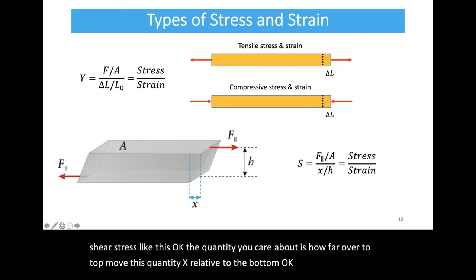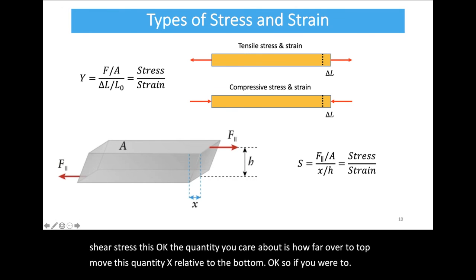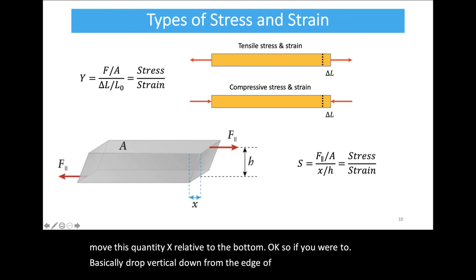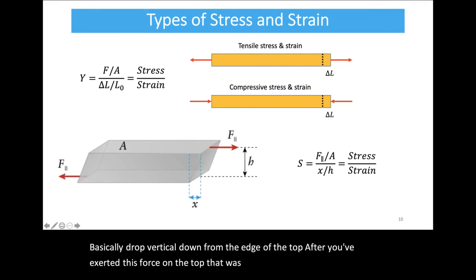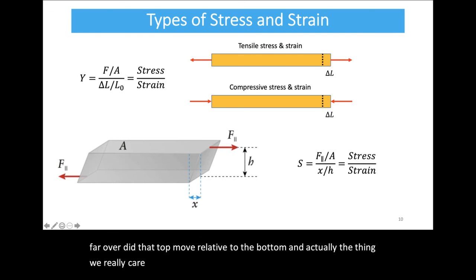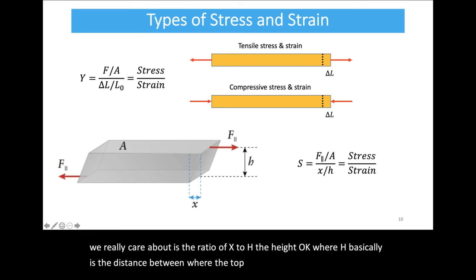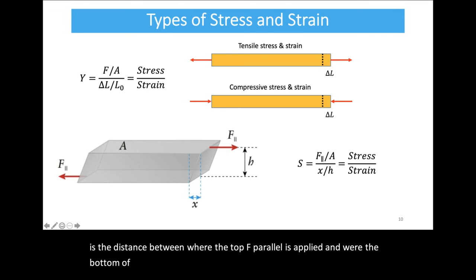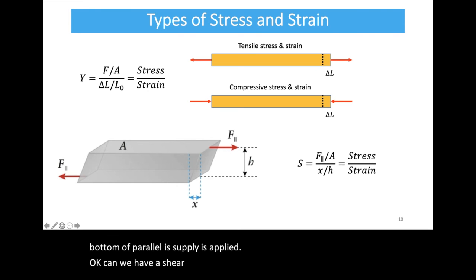Okay, so if you were to drop a vertical down from the edge of the top after you've exerted this force on the top, this force we call F parallel, how far over did that top move relative to the bottom? And the thing we really care about is the ratio of x to h, the height. Where h is the distance between where the top F parallel is applied and where the bottom F parallel is applied.